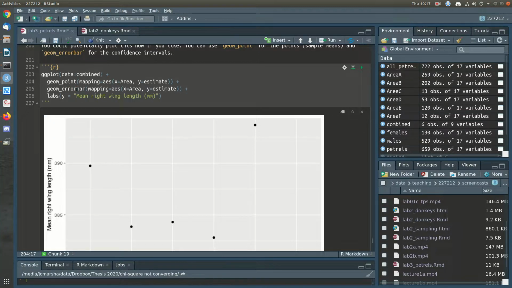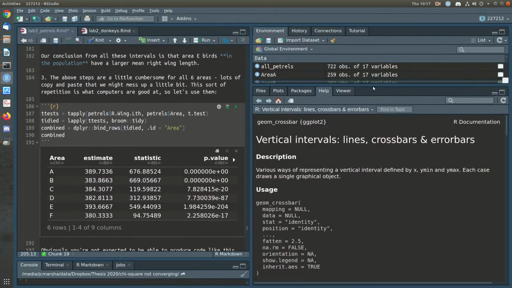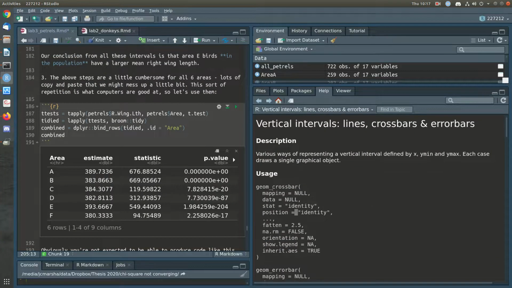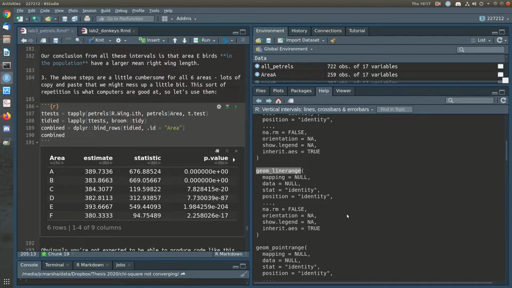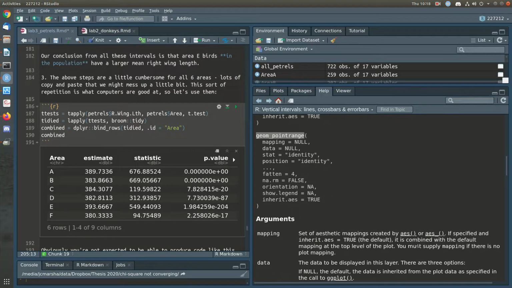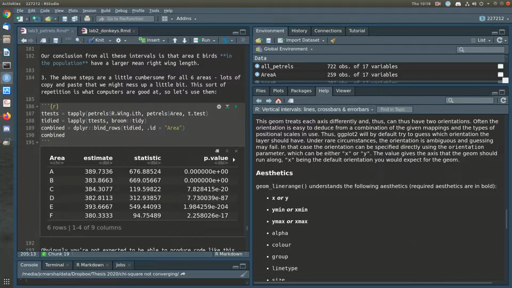And if we have a look at the help for geom_errorbar, you can see that there's a bunch of them. There's crossbar, errorbar, that's the one we'll use. Linerange, we might try these ones out as well. Pointrange. And if we go all the way down, you can see the aesthetics that they take in.